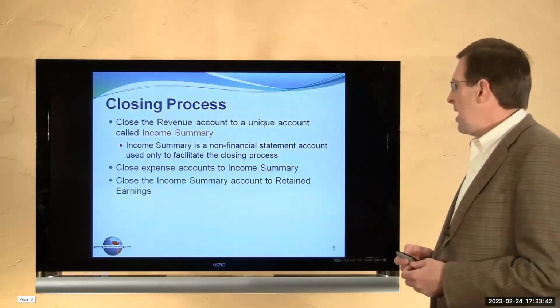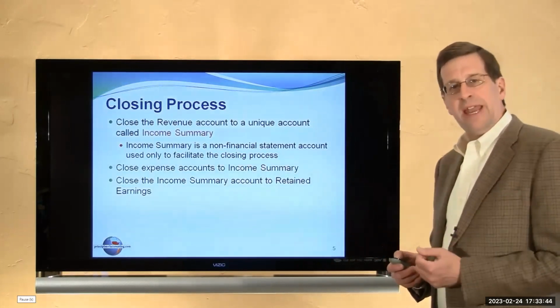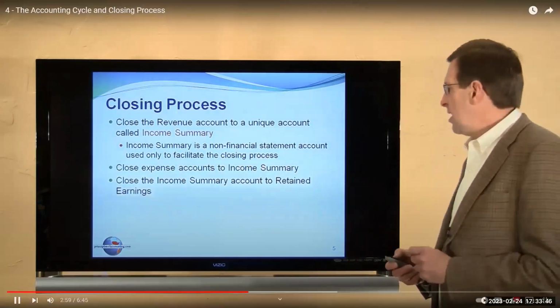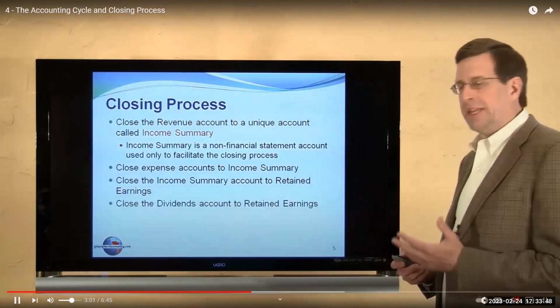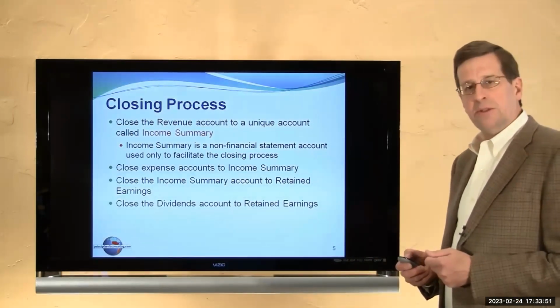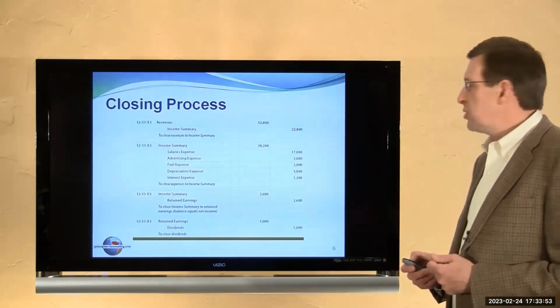And once that's done, the balance of income summary would reflect the amount of net income for the period that's then closed to retained earnings. Additionally, we would need to close the dividend accounts. So let's look at this in journal entry form.